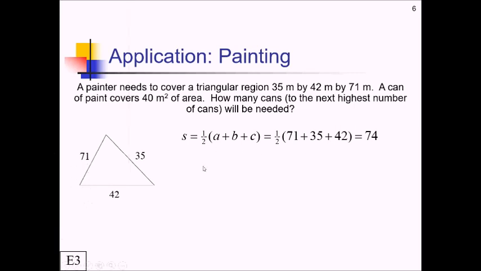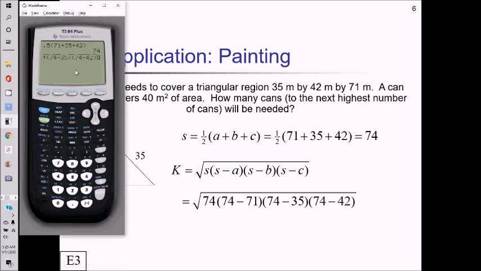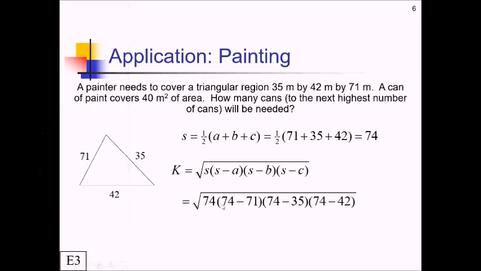And now for the main part of the area formula. Here's that main formula again with the square root, s times (s minus a), (s minus b), (s minus c). So we've got the square root of 74, our semi-perimeter, times 74 minus 71, times 74 minus 35, times 74 minus 42. Let's just plug that into the calculator. Plugging all those in under one big square root, we end up with 526.4-ish, and that's square meters.